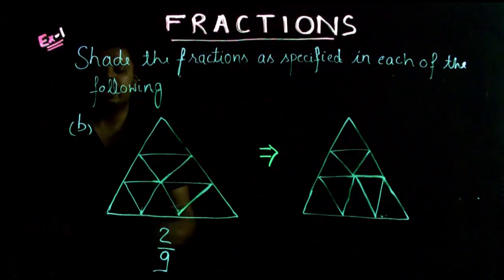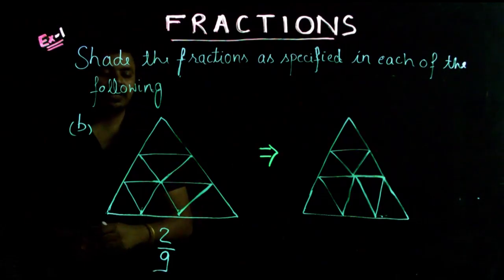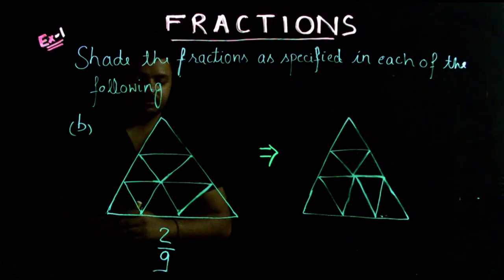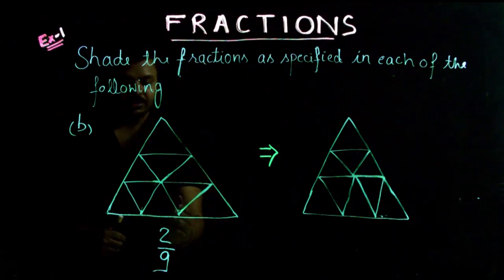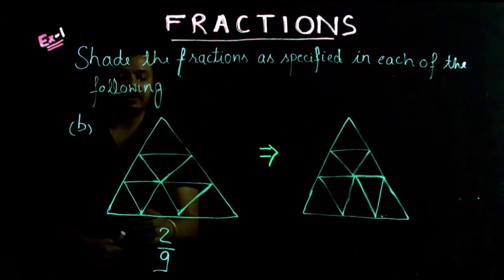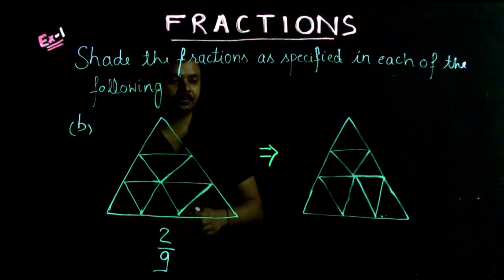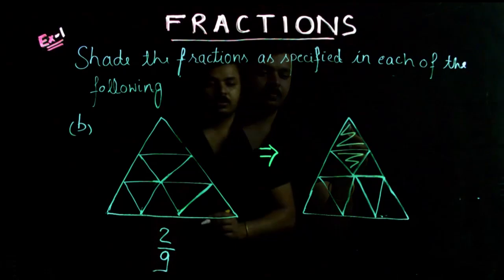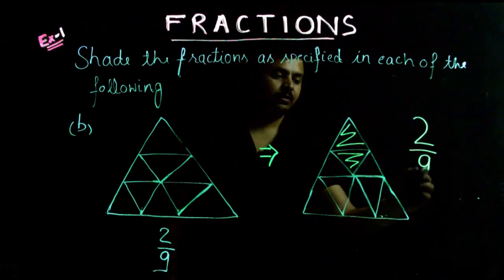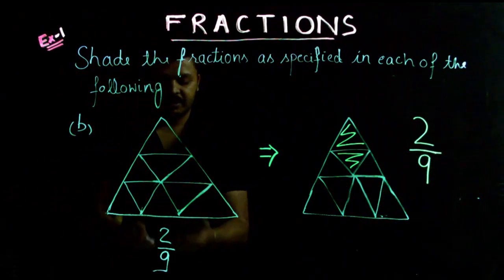So students, now look at example number 1, B part. In this we are given a figure and the figure has been divided into 1, 2, 3, 4, 5, 6, 7, 8, 9 equal parts, and we need to shade it according to our fraction 2 out of 9. So 9 means the total number of parts. Out of 9 we have to shade only 2 parts. So we have shaded the 2 parts and this is our shaded fraction 2 by 9. So I hope students you have understood how to shade when a fraction has been given.